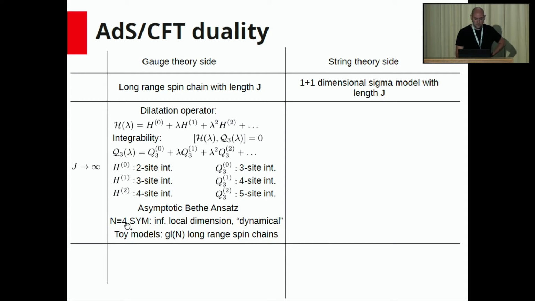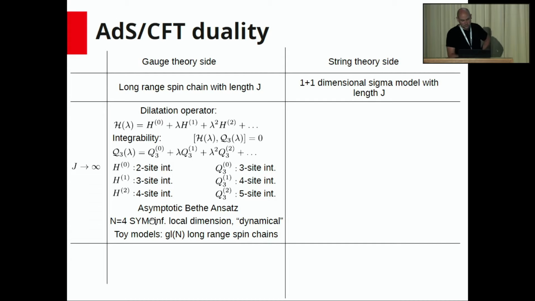And we have to note that this Hamiltonian for N=4 super Yang-Mills is a very complicated object because the local Hilbert space is infinite dimensional, and also there is a dynamical effect, which means that the Hamiltonian can change the length of the operator. For example, two fermions can scatter to three scalars.